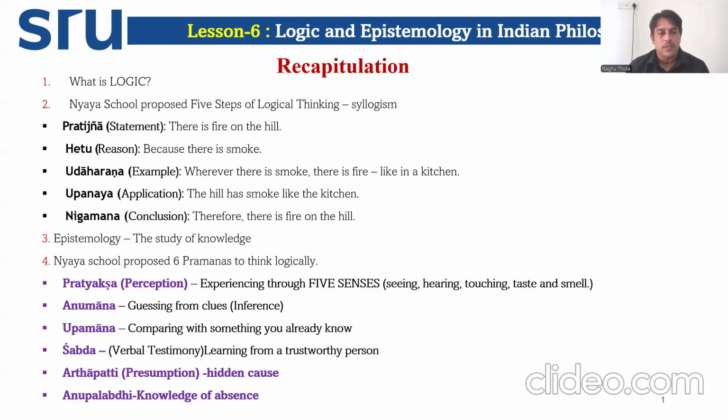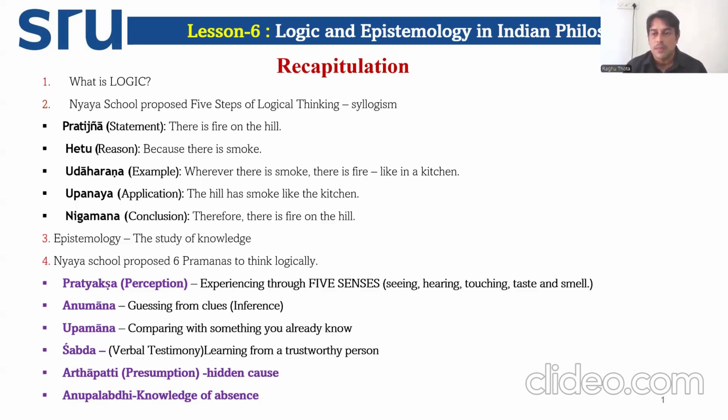And the third point is, what is epistemology? It means the study of knowledge. You all know that during the ancient times, Vedas are the knowledge of wisdom, which are preserved in the form of 4 books. We call them the Vedic corpus. So how to acquire knowledge? What are the different ways of acquiring knowledge? That is called epistemology. And the Nyaya school also has suggested 6 pramanas to think logically.